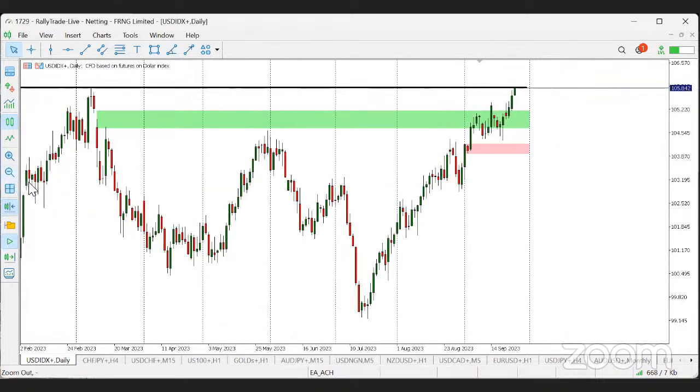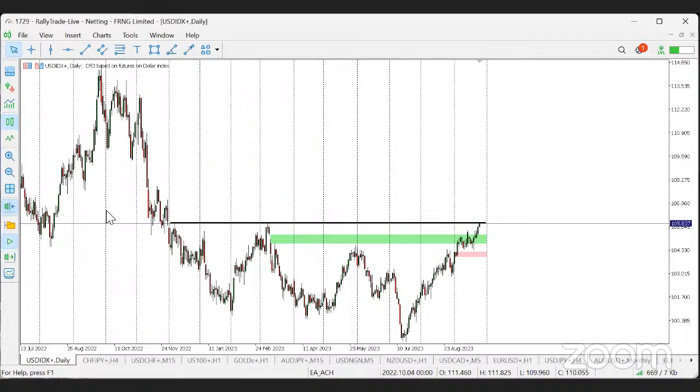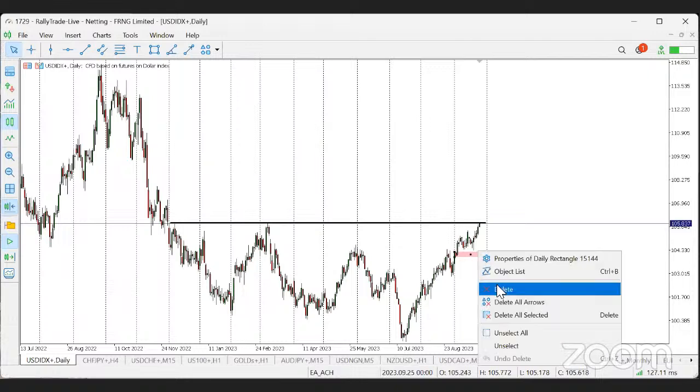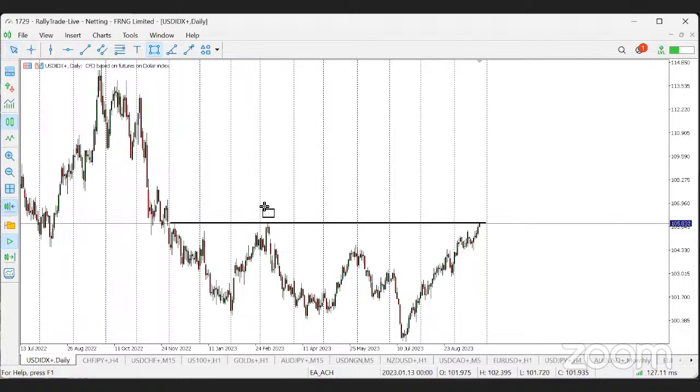We can now see that the market has gotten to a peak. It has gotten to the high of February. In the month of February, this was the high. Let me just clear my charts. So this is the high price that we recorded in February, and the market has gotten to that level. At this particular point, we can say that the dollar index has gotten to a major resistance.